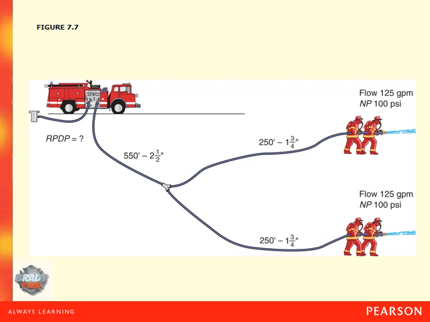So if you're writing out our layout, it's going to look something like this. The flow of 125 gallons per minute at 100 psi out of both. There is your supply line, 550 feet of 2.5. So remember now, we're going to have to add the 125 together, so that gives us 250 gallons per minute of water flowing to these lines. So that is going to come into play here when we figure out our friction loss for the supply line.